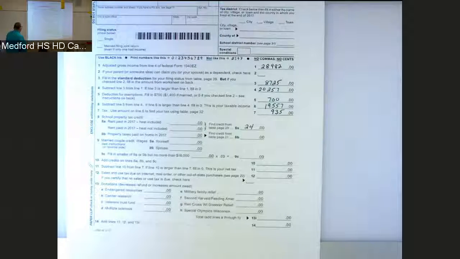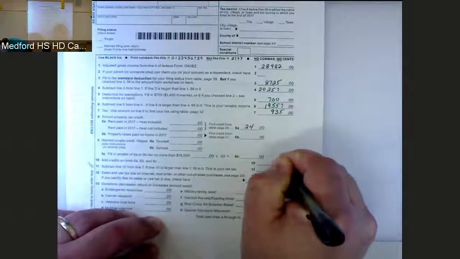So let's skip down to line 10, which says add everything up, 8A, 8B, and 9C. 24. Subtract 10 from 7. 911.